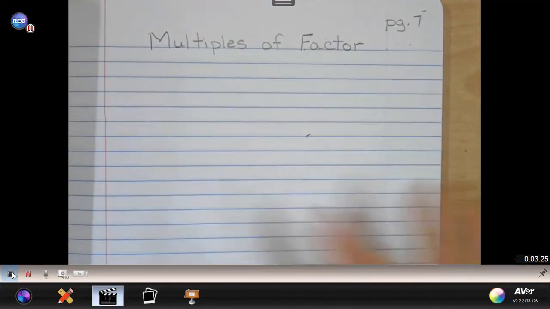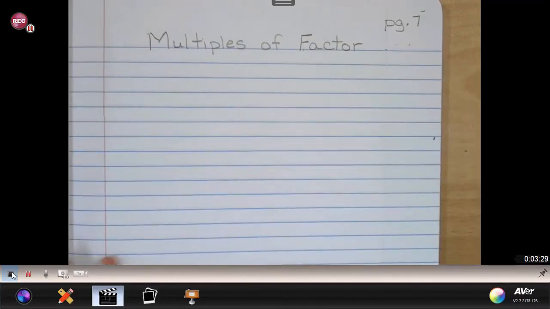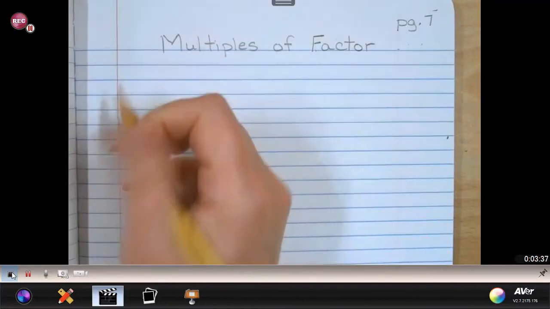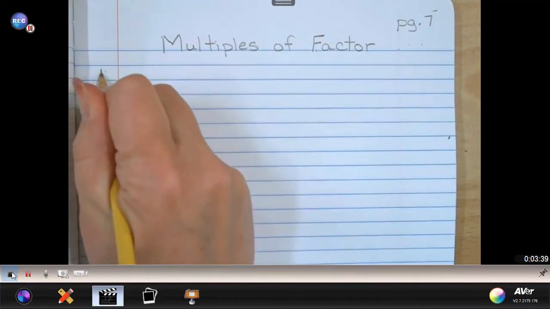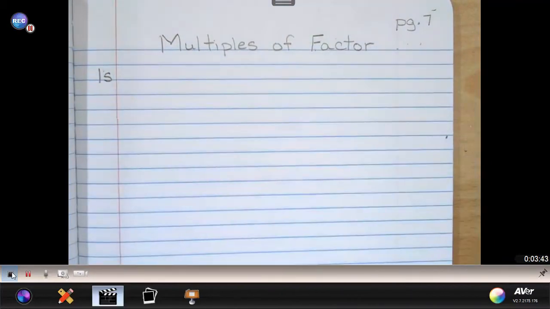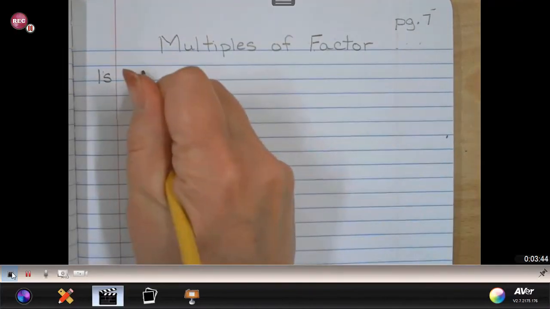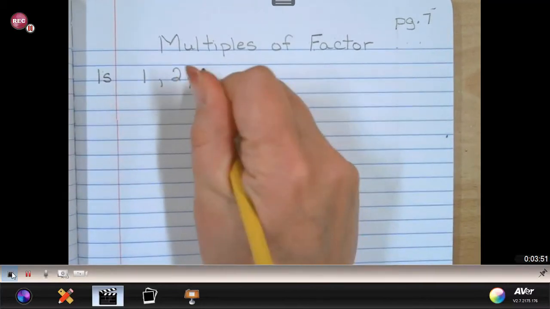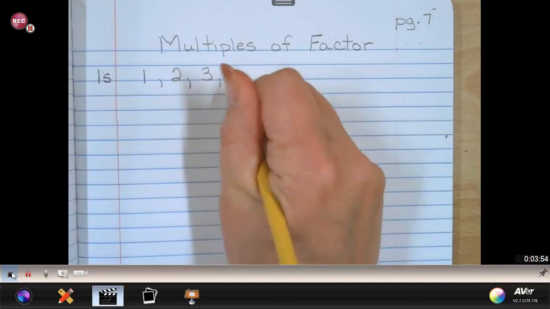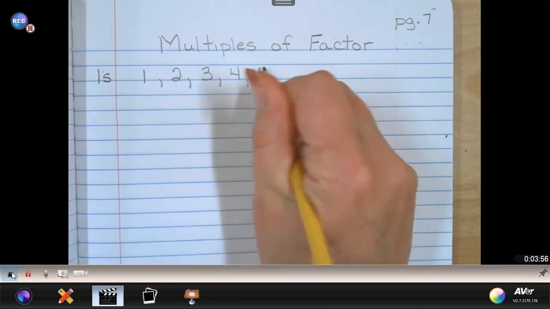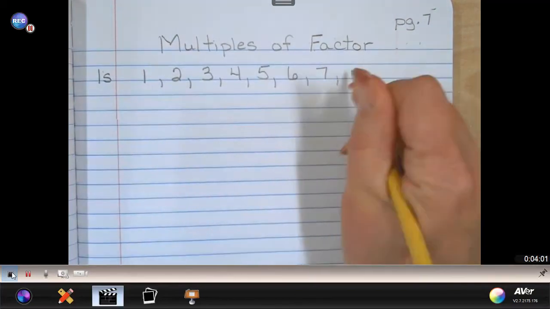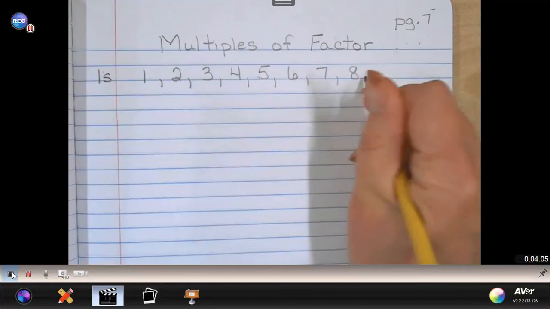If the factor we're focusing on is 5, we're going to skip count and find the products, or multiples, of 5. So we know our multiples of 1. When we count by ones, our first group of 1 is 1. Our second group of 1 is 2. A third group of 1 would be 3. A fourth group of 1 would be 4. And we would continue adding on a group of 1. Every time we add on a group of 1, this is a multiple of 1.